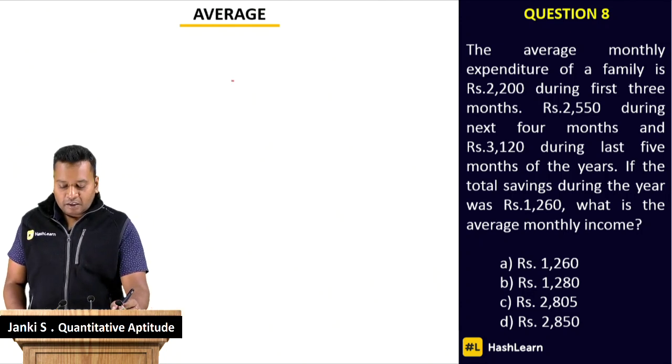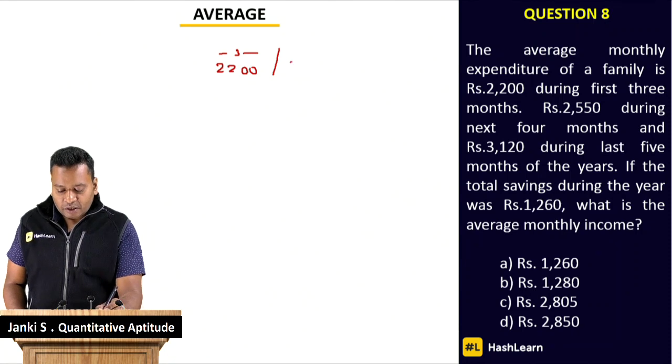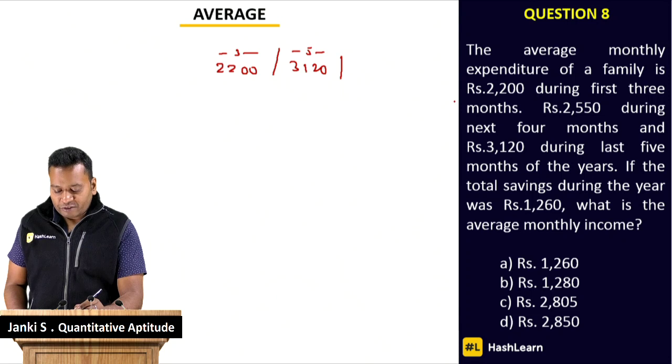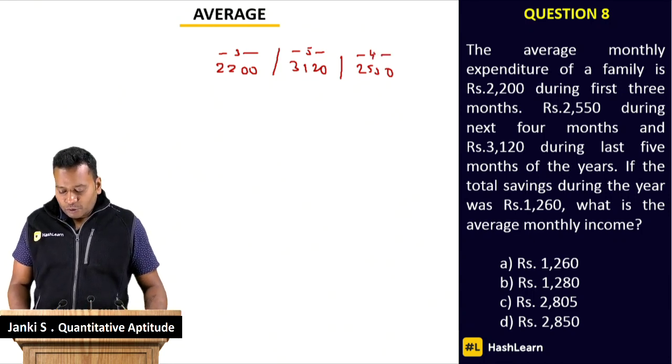So it's given the average expenditure is nothing but 2200 for the first 3 months, right? Then it's nothing but 3120 during the last 5, sorry, and I'll mark 2550 during the next 4 months. So 2550 for the next 4 months, right? If the total saving during the year was 1260, what was the average monthly income?